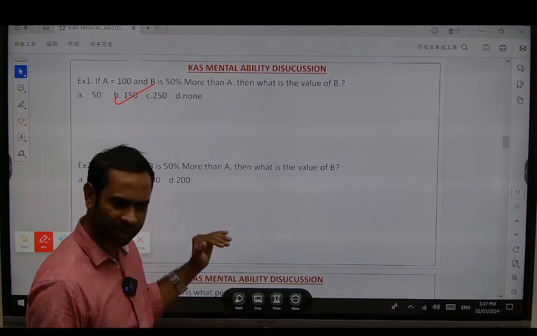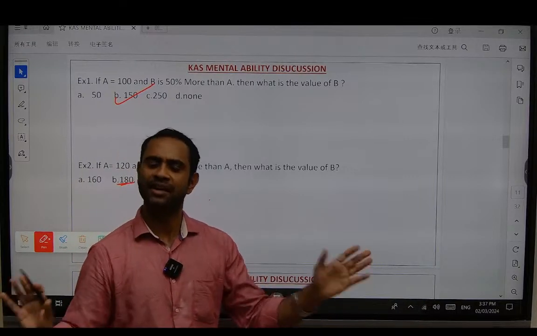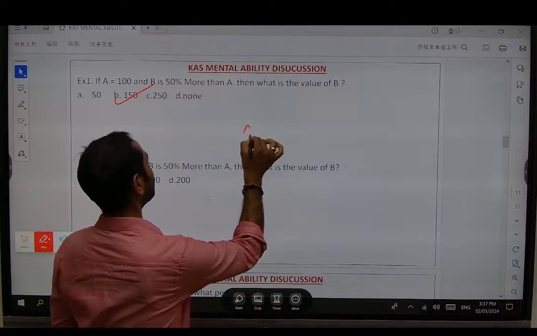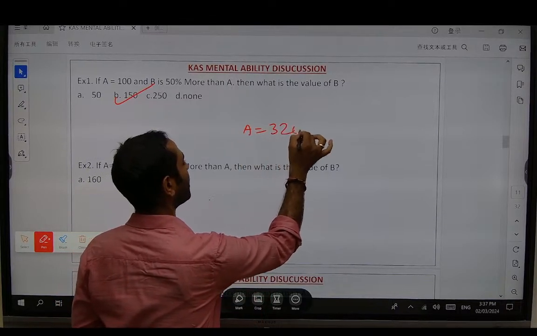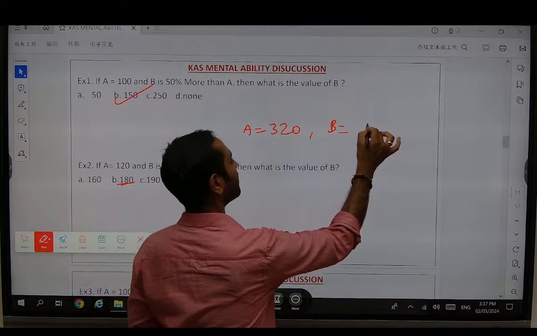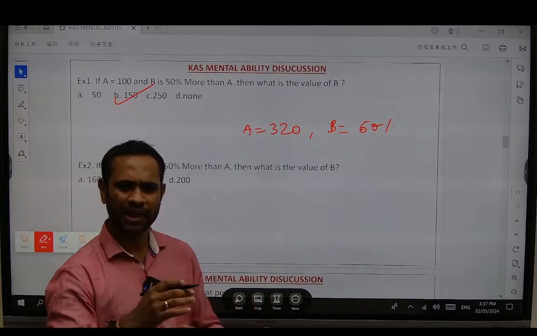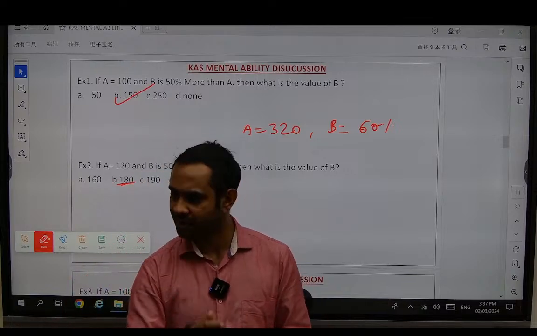Now we will try to understand this in equation form, because these are simple things that you can easily do in your mind. But once this starts complicating, if I ask, if A is equal to 320 and B is 60% more, then the problem starts coming, or there might be some successive increment, some successive discount.